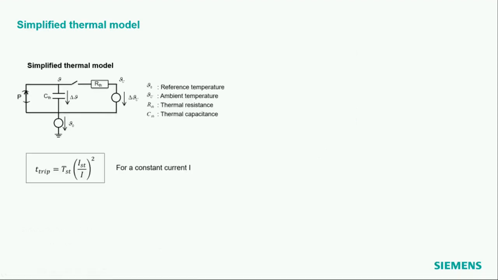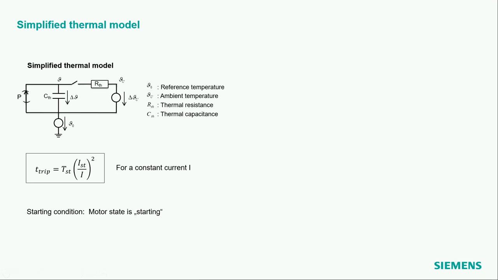The tripping time would be according to this formula for constant current. I have again a couple of settings, the starting time and the starting current. If my measured current is exactly the starting current, the trip time will be the maximum starting time, so far so good. If the current is smaller, then the tripping time becomes bigger. If the current is bigger, then the maximum allowed time, the tripping time at the end, becomes smaller.